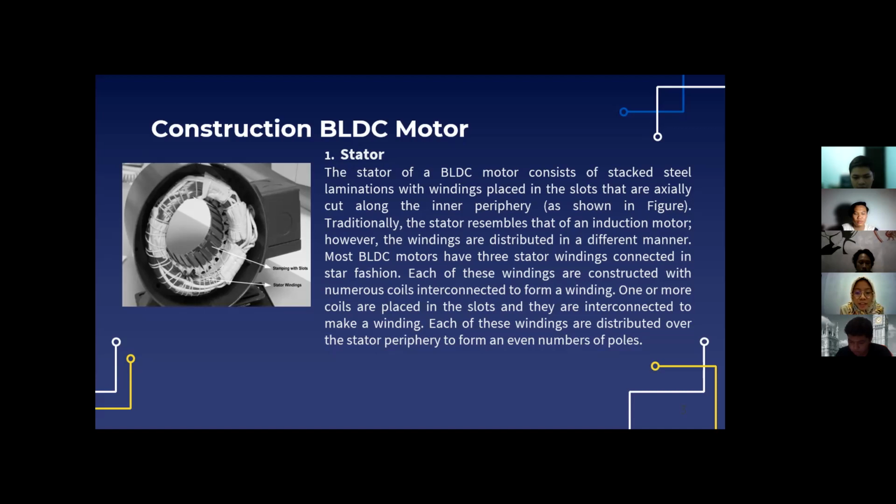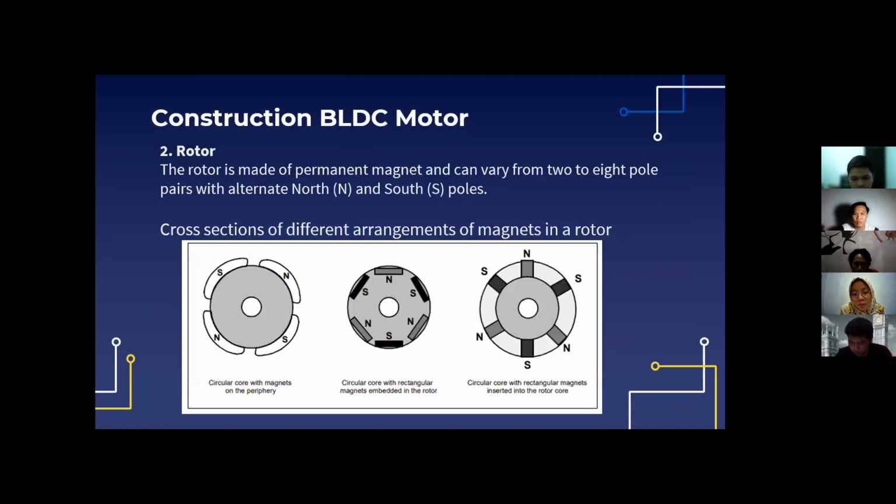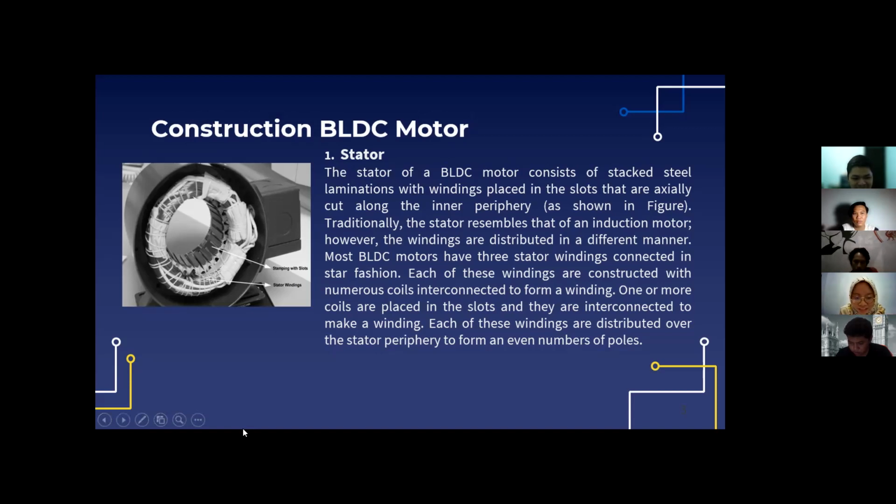Each of these windings is constructed with numerous coils interconnected to form a winding. One or more coils are placed in the slots and they are interconnected to make a winding. Each of these windings is distributed over the stator periphery to form an even number of poles. You can see the picture of the stator on the left side. On the edge, you can see the stator winding, and in the middle, you can see the stamping with slots.